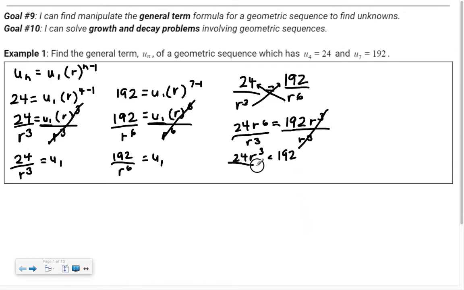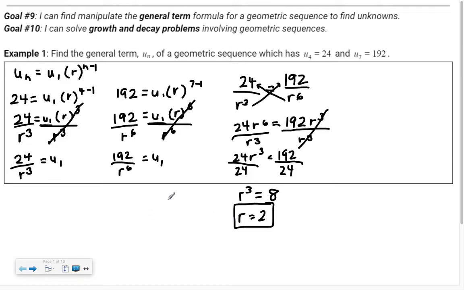Solving for r here, I'm dividing both sides by 24, and I'm left with r cubed equals 192 over 24, which is 8. And I know that 2 cubed is equal to 8, so r has to be equal to 2. So I know my common ratio for this sequence is equal to 2.